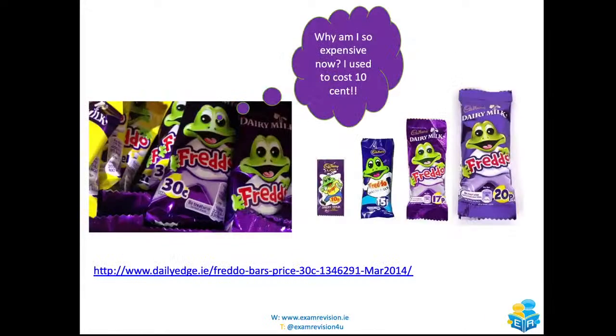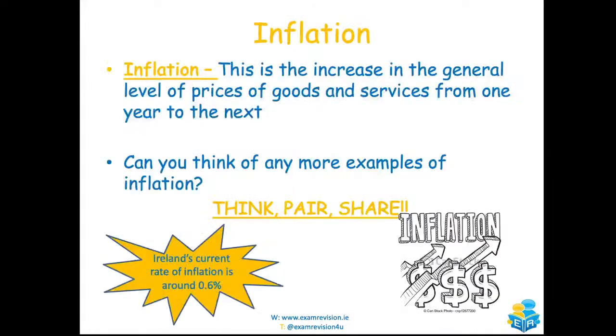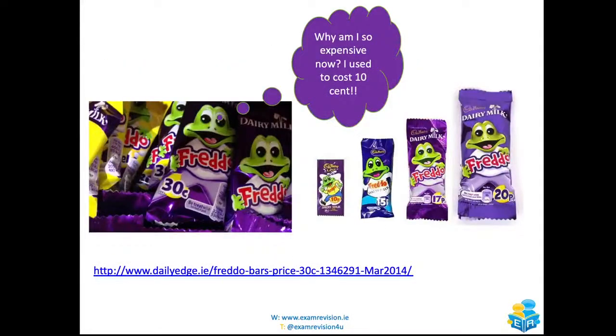So to introduce the first one, a good way to always think of this one is by thinking of the Freddo bar. So we can see here on the right hand side how the price of a Freddo bar has changed over time. Okay, so these are the English Freddo bars. So that's why they have it in p instead of cent.